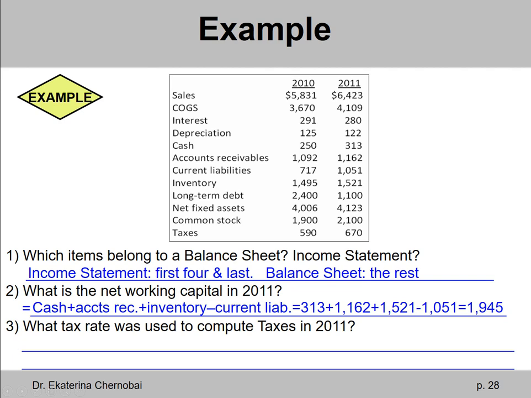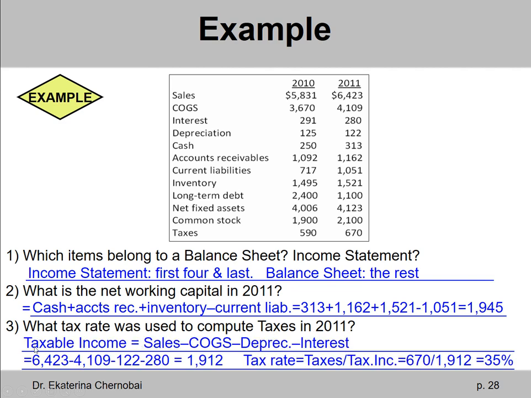And the last question, question number 3. What tax rate was used to compute taxes in 2011? Well, we know what tax amount was paid, right? What tax amount was paid in 2011? That's $670. So what was the taxable income? The taxable income is always calculated by taking the sales revenue, subtracting the cost of goods sold, depreciation, and interest. When we find the four numbers and put them together like this, we get the taxable income of $1,912.